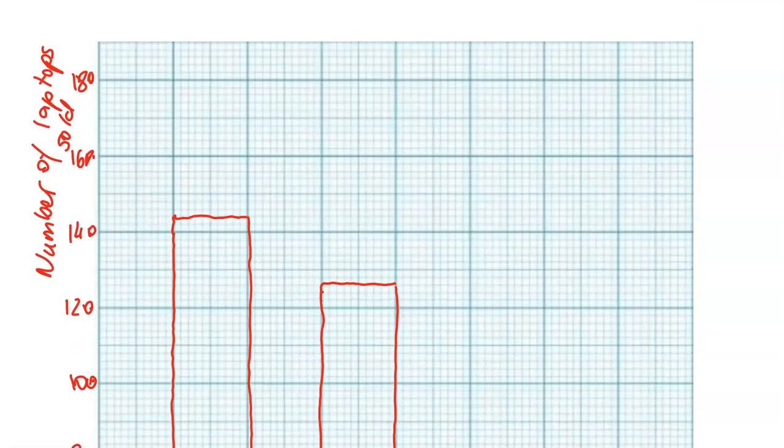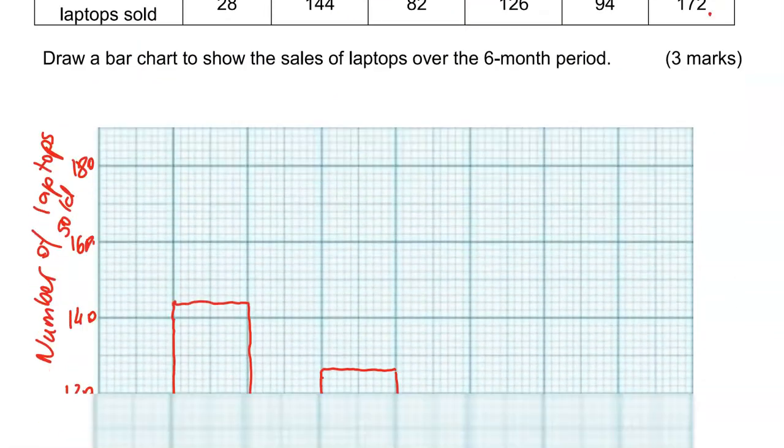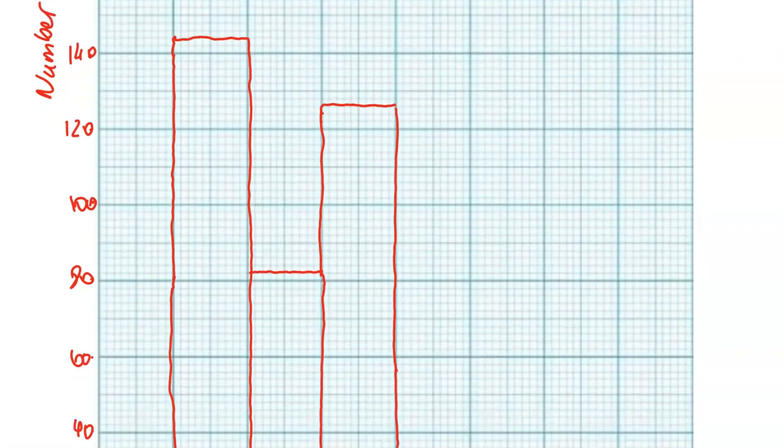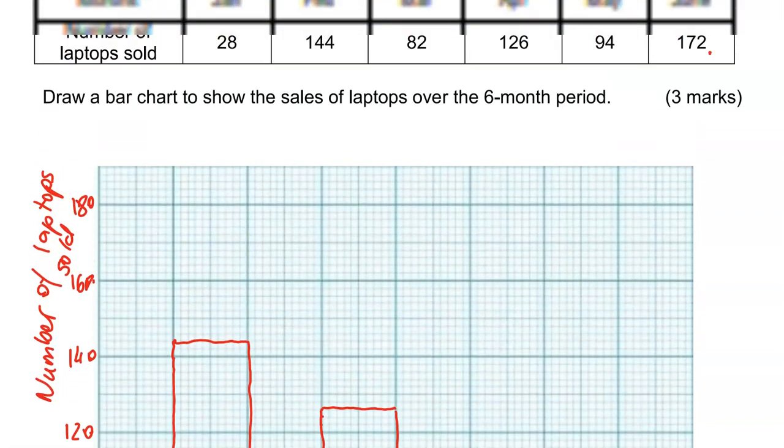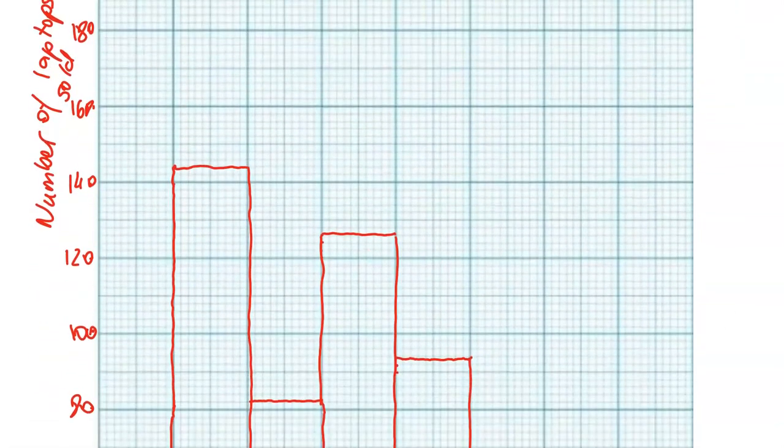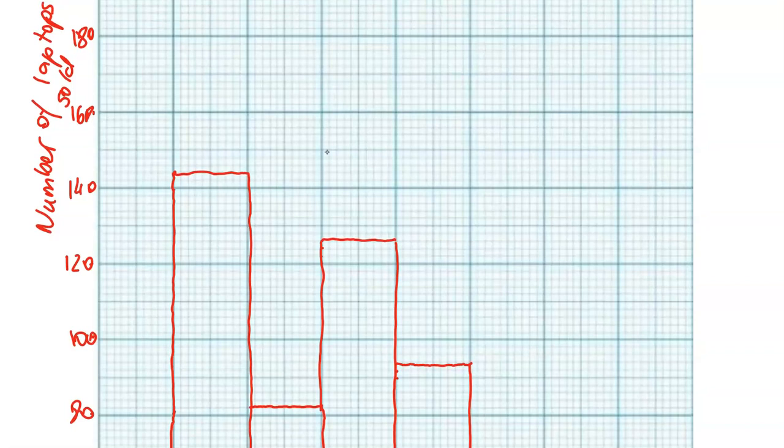May, 94. So 90, 92, 94. And then June, 172. So we have 170 here, 172, be one small square above that.